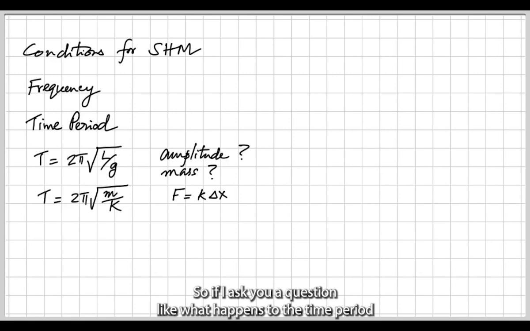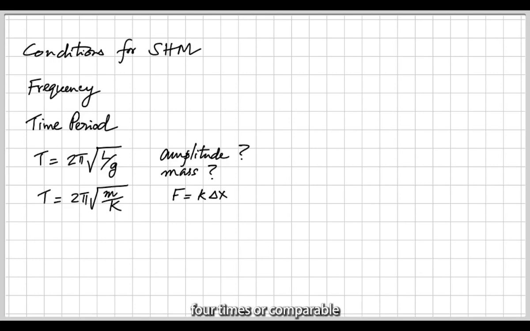So if I ask you a question like, what happens to the time period if the spring constant is increased 4 times or quadrupled? Spring constant is increased 4 times. What happens to the time period? Your answer would be the time period becomes half.